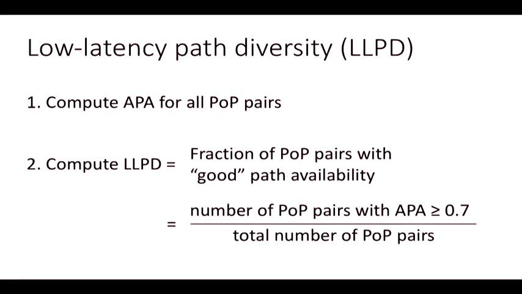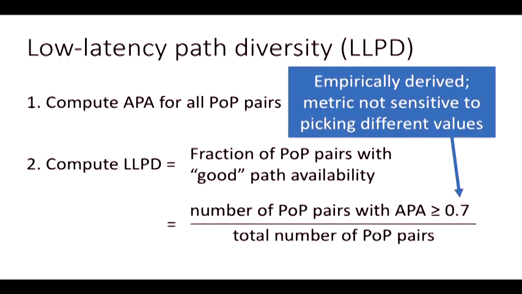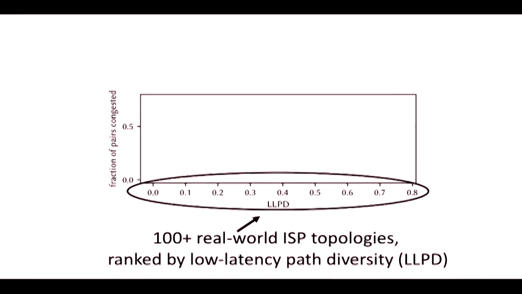And what we mean by that is the number of POP pairs with APA more than 0.7 divided by the total number of POP pairs. So 0.7 here is empirically derived, and the metric itself is not very sensitive to picking different values. Okay, so great. We have a metric now.